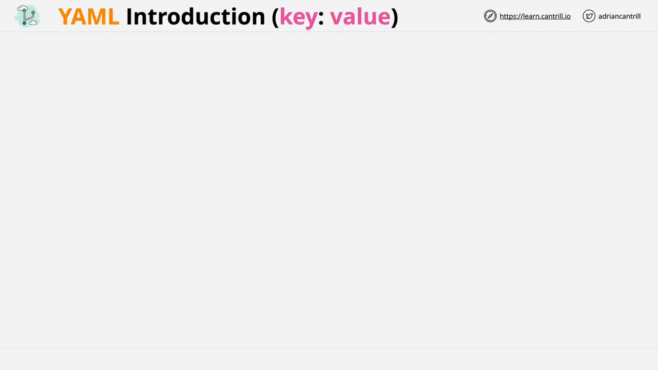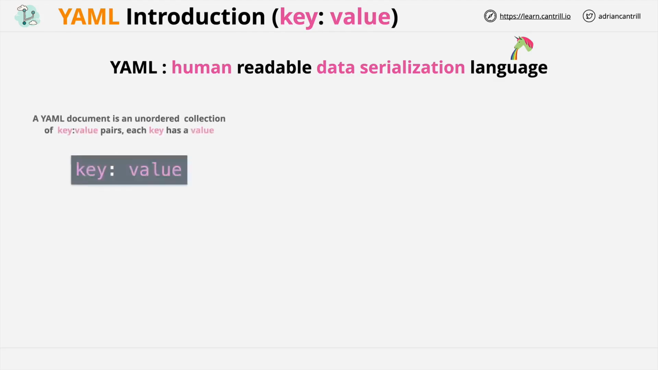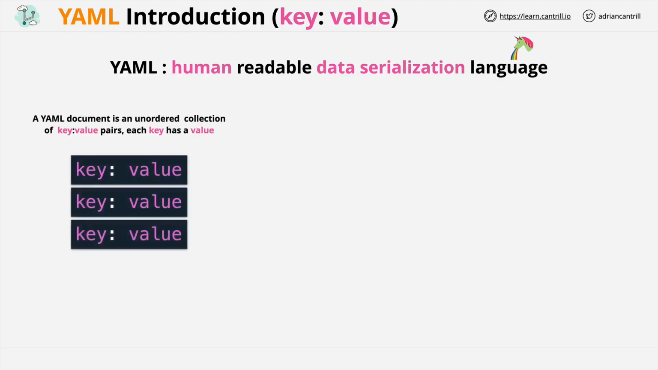YAML is a language which is human readable and designed for data serialization. Now that's a mouthful, but put simply, it's a language for defining data or configuration which is designed to be human readable. At a high level, a YAML document is an unordered collection of key value pairs separated by a colon. It's important that you understand this lack of order. At this top level, there is no requirement to order things in a certain way. Although there may be conventions and standards, none of that is imposed by YAML.